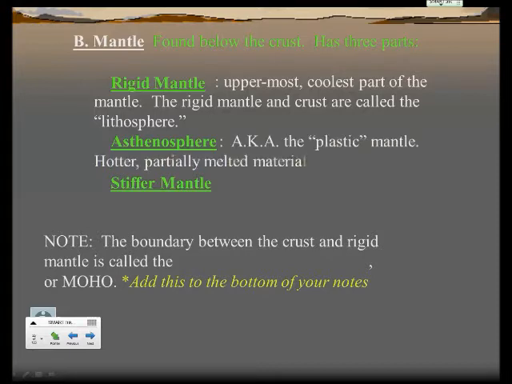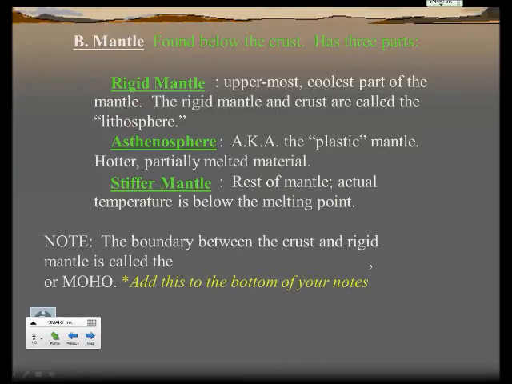The asthenosphere, also known as the plastic mantle, is a hotter section of the mantle. It's partially melted. It can actually kind of flow, kind of like a thick tar might flow on a hot day. And beneath that is the stiffer mantle. Stiffer because it's not flowing quite as much as the asthenosphere. In this part of the mantle, the temperature is below the melting point.